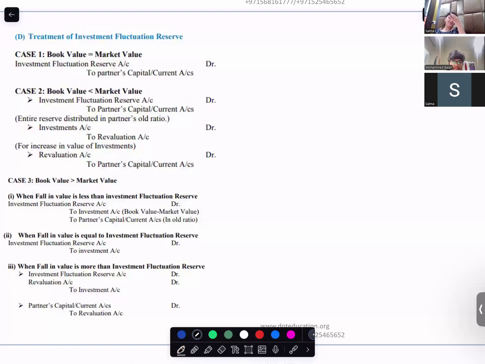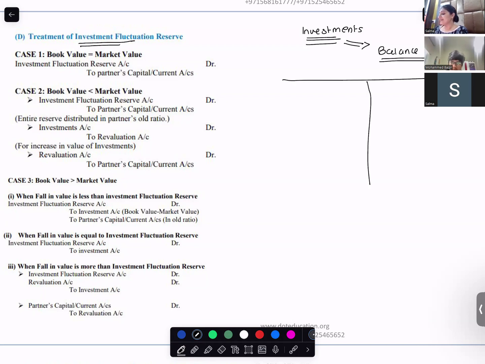Now there is another thing which is called the investment fluctuation reserve. Say for example you have investments. Where does investments appear in the balance sheet? The balance sheet has a liability side and an asset side. So investments would appear on the asset side. What is the meaning of investment when we are investing in somebody else's company?